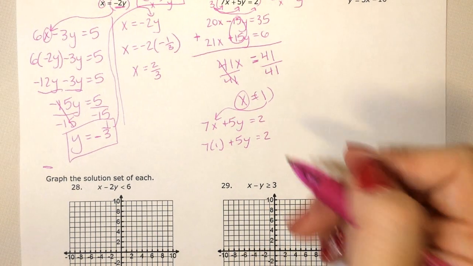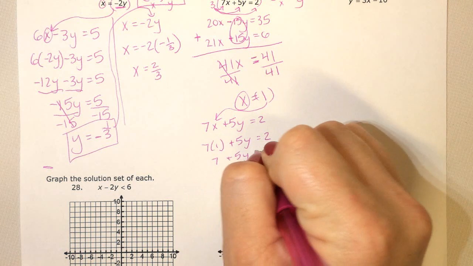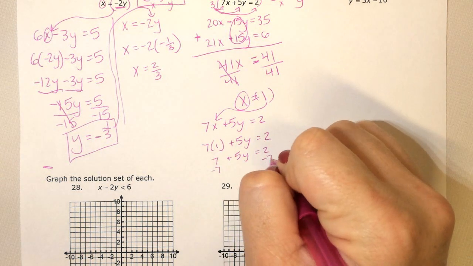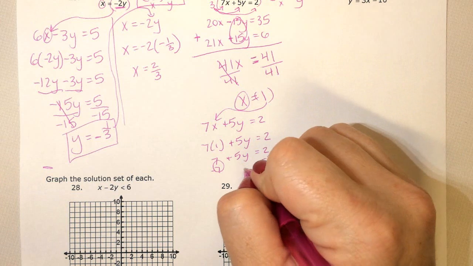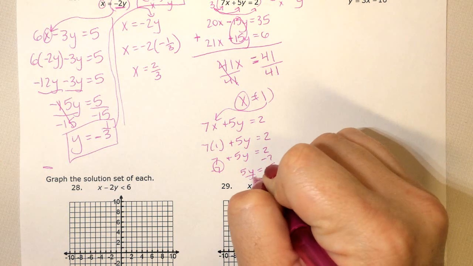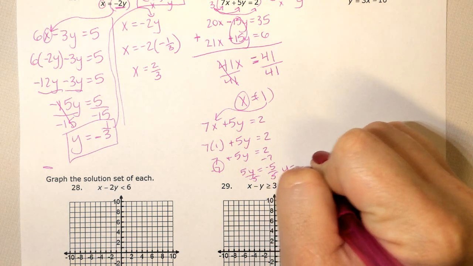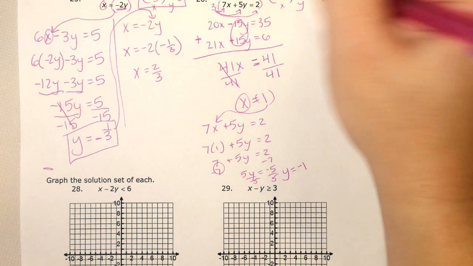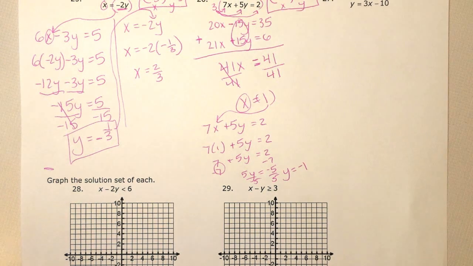Well, 7 times 1 is 7. I'll do minus 7 because I need to get y by itself. I get 5y equals negative 5. Divide by 5, divide by 5. I get y equals negative 1. There is my answer.